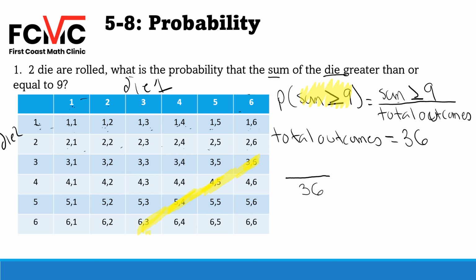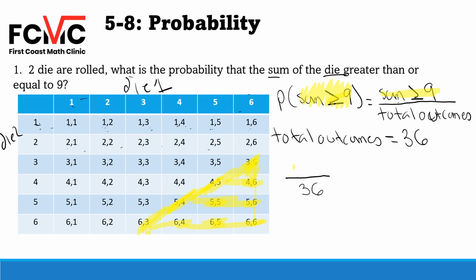And if we move to the right, we've got 6 and 4, so our sum is 10. 6 and 5, so our sum is 11. 5 and 5, sum is 10. 4 and 6, sum is 10. 5 and 6, sum is 11, and 6 and 6, sum is 12. So these values that I've highlighted all have a sum greater than or equal to 9. These are what we're going to refer to as our favorable outcomes, a sum greater than or equal to 9. So how many values do we have?